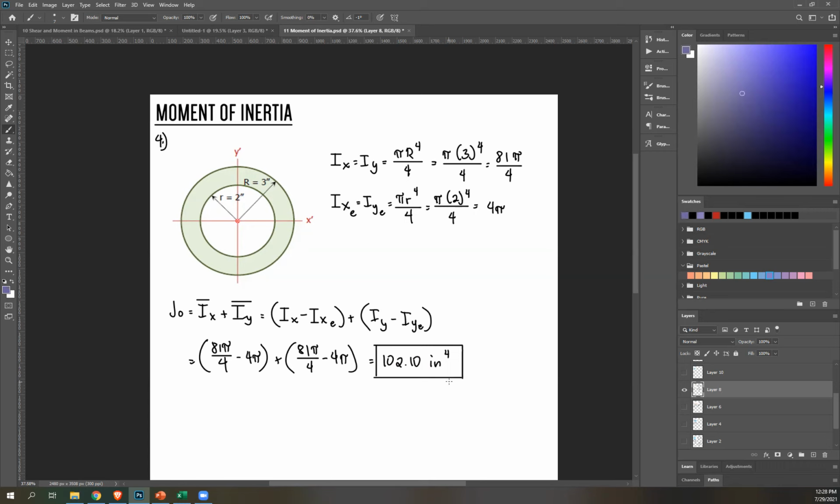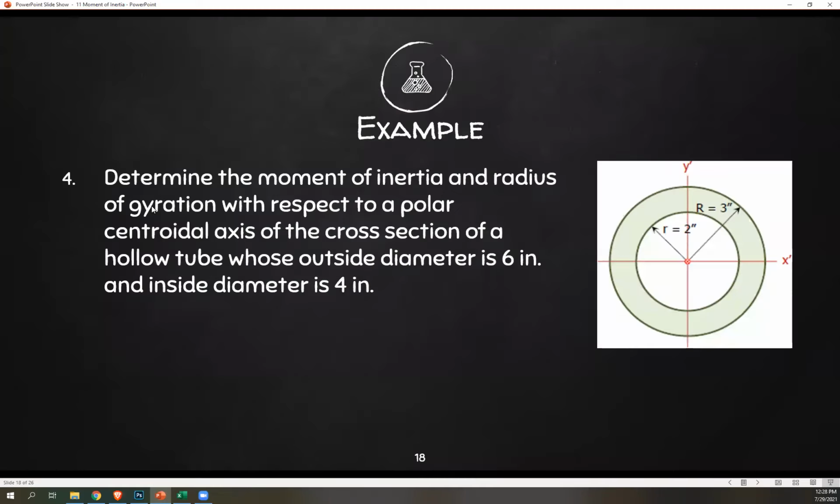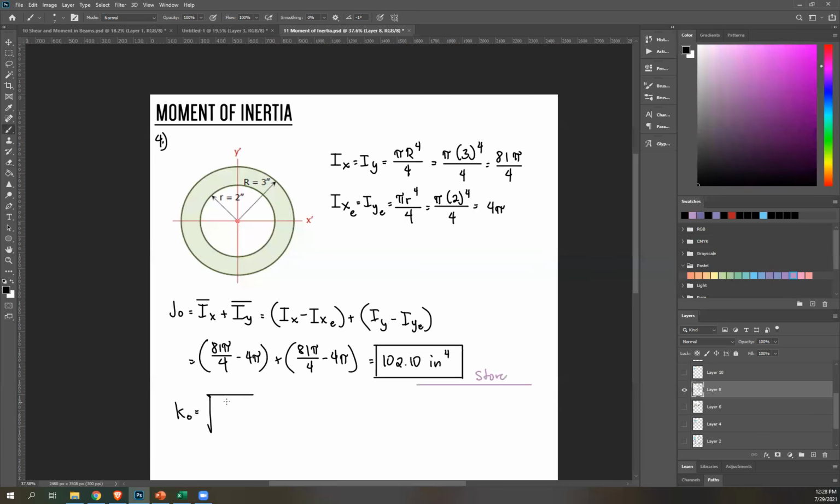Okay, and then we're gonna use that. So store it in your calculator, because we need your K sub O as well. So that's radius of gyration about your polar axis, K sub O. And again, the equation for that is just J sub O over area. Okay, so we already have J sub O, so use the stored value of that. So that's 102.10. I'll just write its variable.